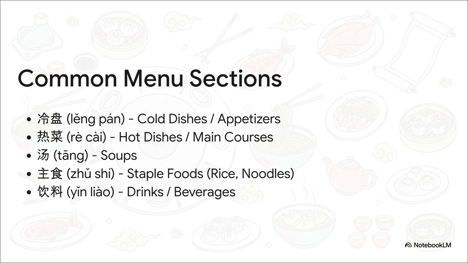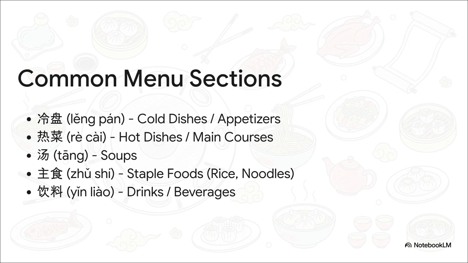First, we have lung pan. Lung means cold, and pan means plate. Simple enough, right? These are your appetizers. Next up, and this is usually the biggest section, you have rei kai. Rei, of course, means hot. Now, the character cai, kai, is fascinating. By itself, it can mean vegetable, but in this context, it means dish or cuisine. And if you look closely at its structure, you'll see the radical on top, cao, is the grass radical. It tells you its origin is tied to plants, but its meaning has gotten much broader.